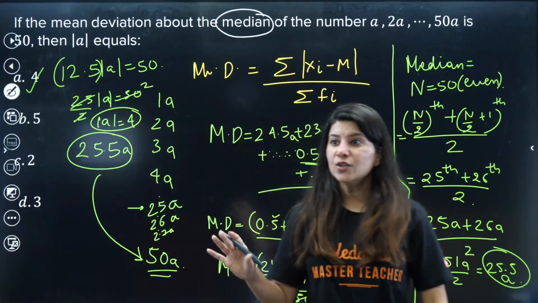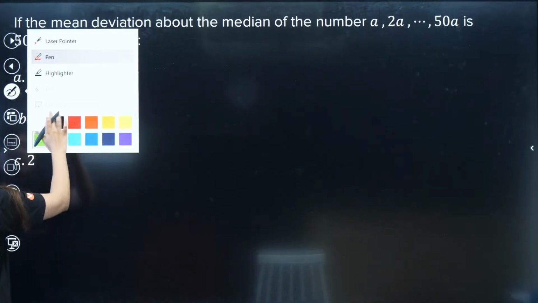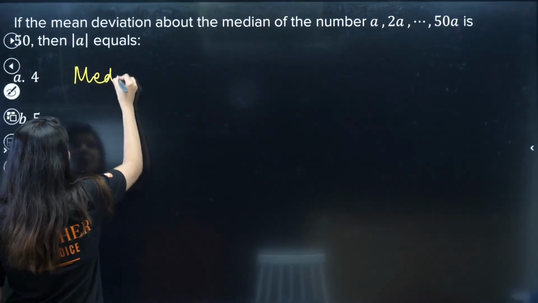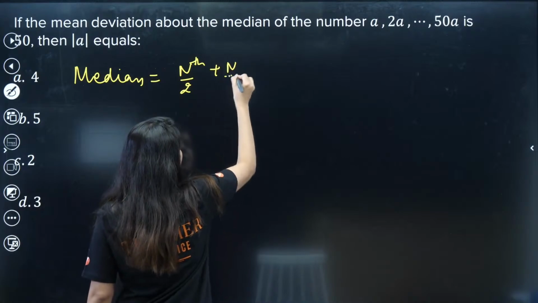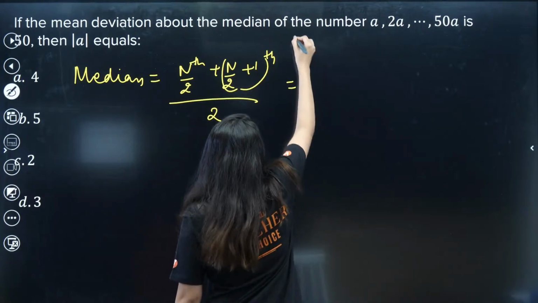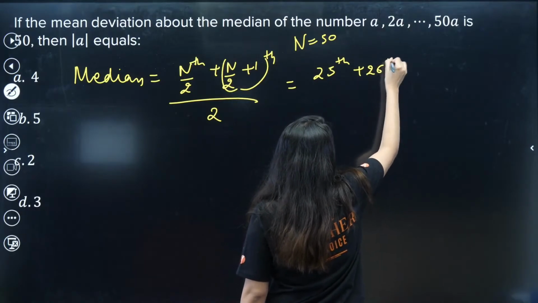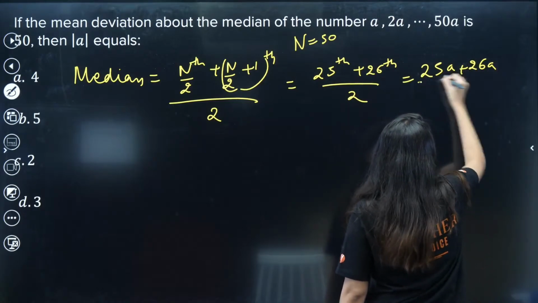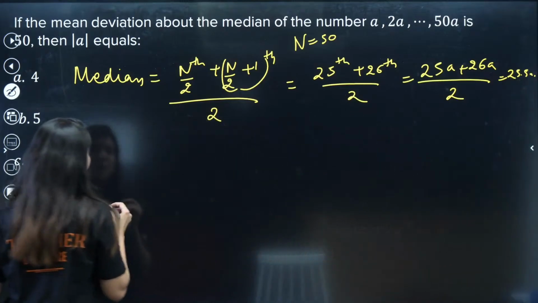So is the mean deviation clear to you or not? That was so hard, Arvind is saying. So let me redo it for you, Arvind, and now tell me whether yes, it is hard or not. So the median would be what? N by 2 plus N by 2 plus 1, by 2. Right? So N is what? 50. So 25th plus 26th by 2. 25A plus 26A by 2. That is 25.5.